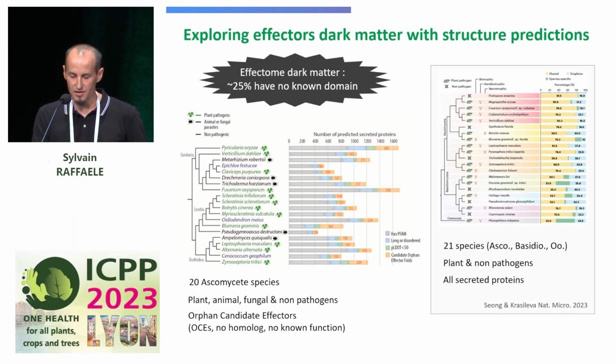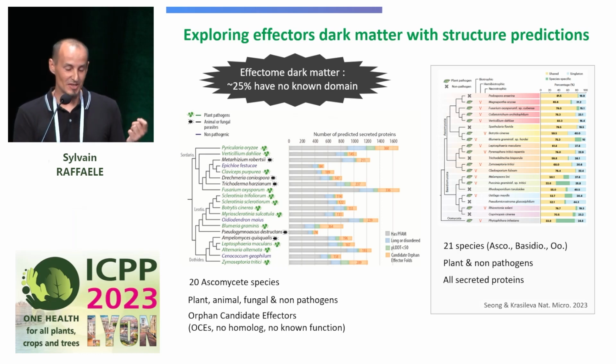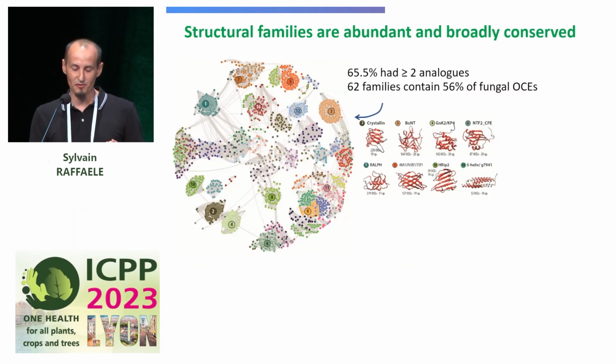So incidentally, it turned out that Siong and Krasileva had taken and were already quite well advanced in a very similar approach with slightly different design. They also analyzed about 20 species, but including basidiomycetes and oomycetes. They also included plant pathogens and non-pathogens, but they analyzed all secreted proteins. The nice thing about these two parallel studies is that we had the same findings independently.